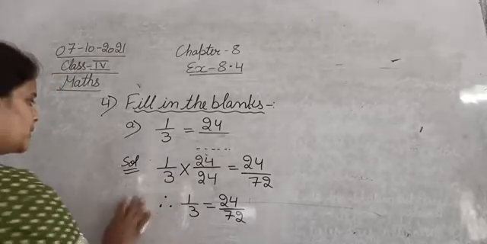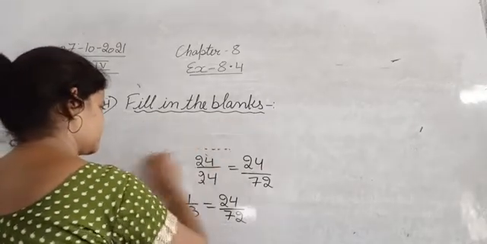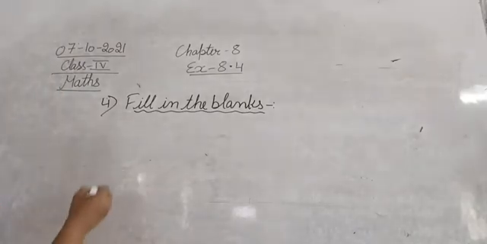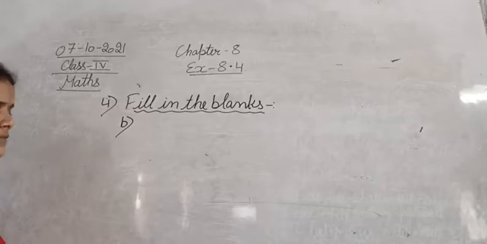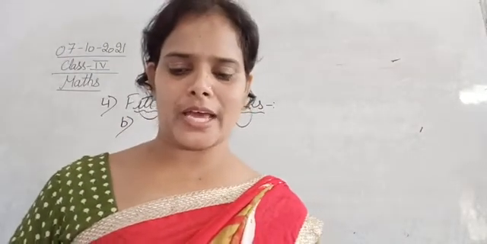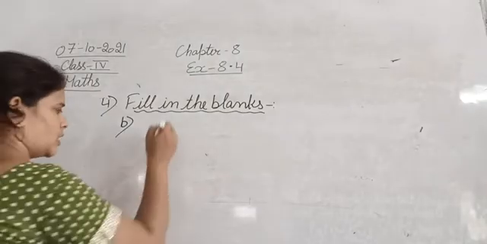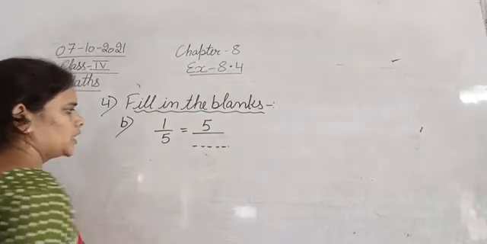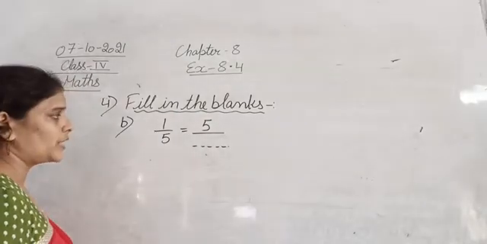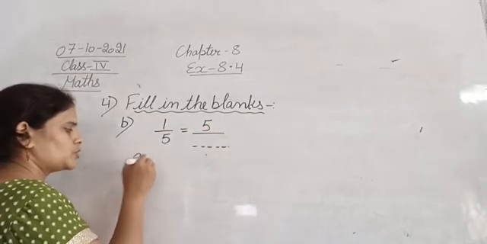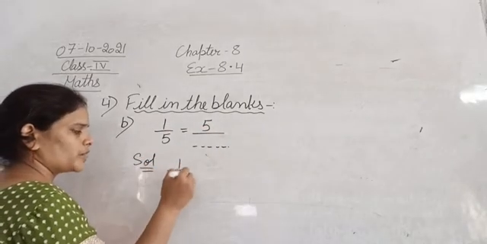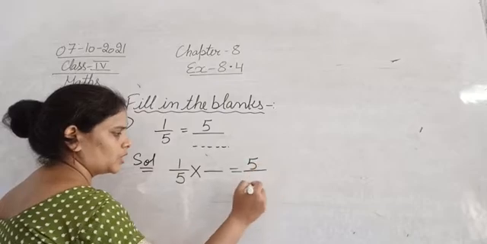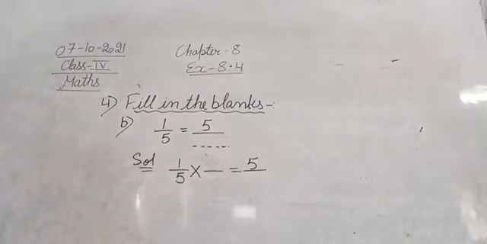Chalo. Moving next to the B part. So I am moving to the B part of question number 4. The B part is 1 upon 5 is equal to 5 upon dash. So we have to convert 1 into 5. So the solution, 1 upon 5 will be multiplied with what number, so that you can get 5 as your numerator and you have to find the denominator.